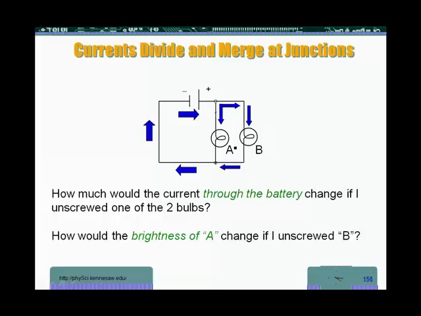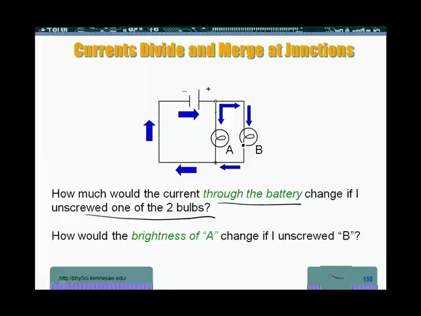Now the question is, how much would the current through the battery change if I unscrewed one of the two light bulbs, if the light bulbs are identical? Of course, the current through the battery is going to be halved. We did that in the simulation a little while ago. We had 0.9 amps here, 0.9 amps here, and 1.8 through the battery. So when we remove one of the light bulbs, it's just 0.9 amps.